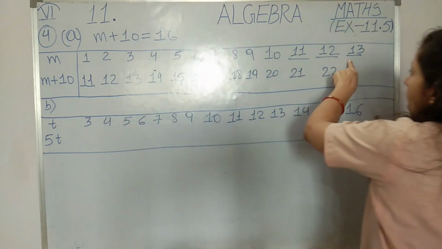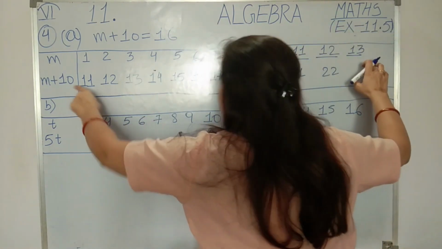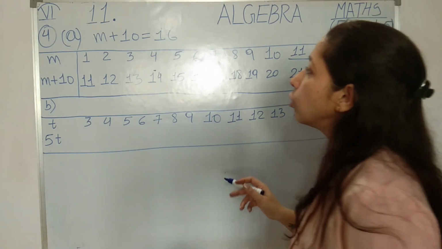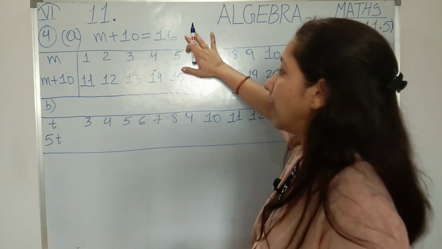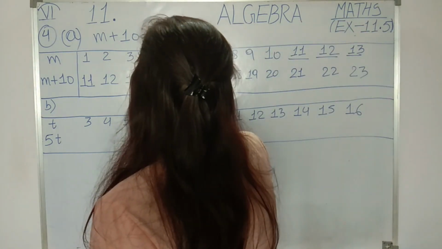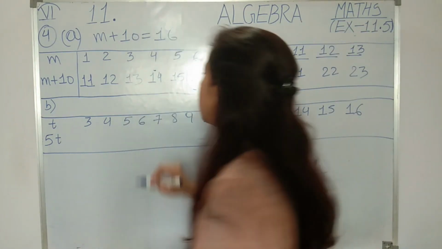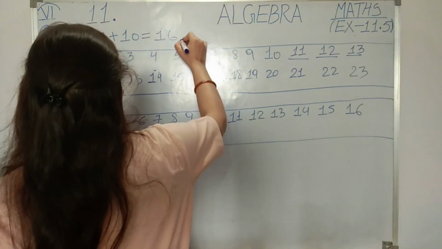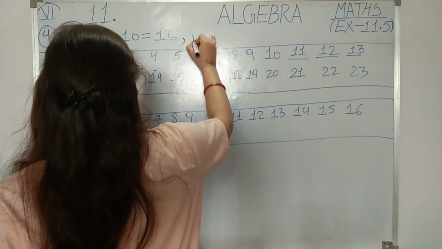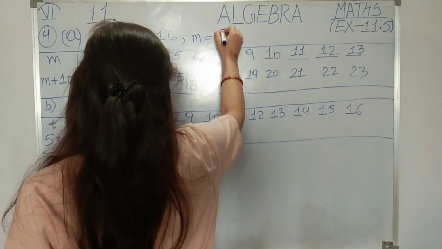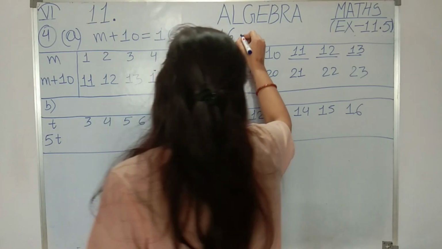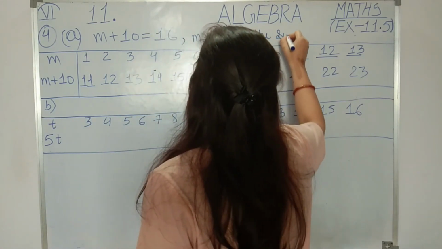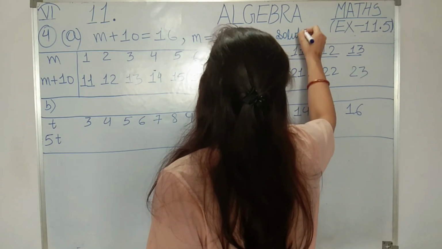And if the value of m is 13, so 13 plus 10 how much students? 23, isn't it? So which value is satisfying the equation students? This value. Here I will be circling this, isn't it? m equals 16 is the solution to the equation. So here we can write the final answer, m equals 16 is the solution. Got it students? So this also you are going to do in your notebook only.